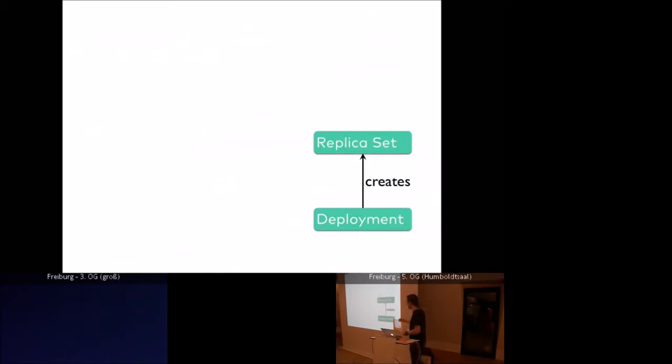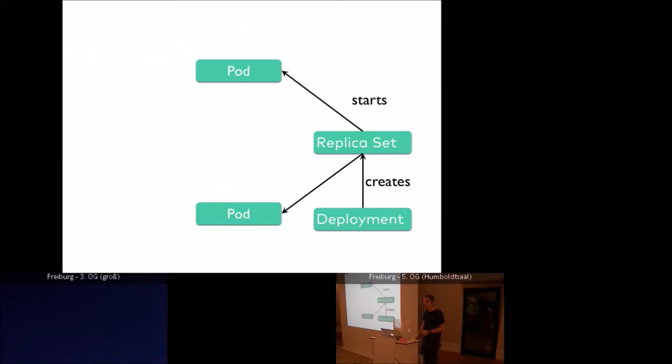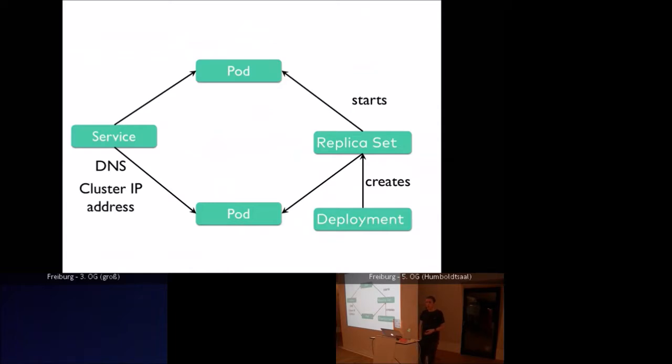So here's the deployment. The deployment creates a replica set. The replica set starts 2 pods. For example, 2 pods, it might be more, it might be less. And anytime I kill one of those pods, or one of those pods crashes, it starts a new one. And then I have a service, and that is where I have my DNS address, my cluster IP address, and my external load balancer. So this is how I would access those pods.